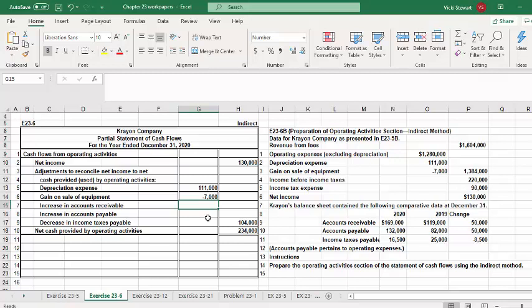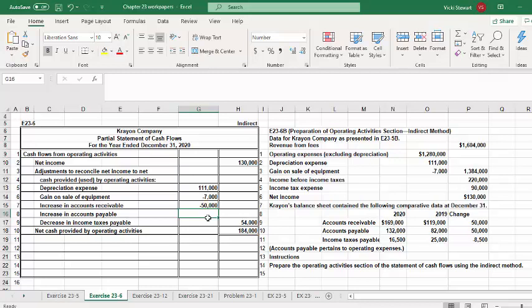The first account we're going to look at is accounts receivable. We note that accounts receivable balance increased by $50,000. So when the accounts receivable balance increases, that means that $50,000 was revenue that was reported to get to net income that we have not collected yet. So we would have to subtract the $50,000 increase in accounts receivable.